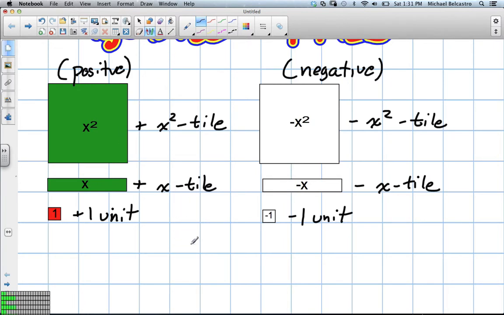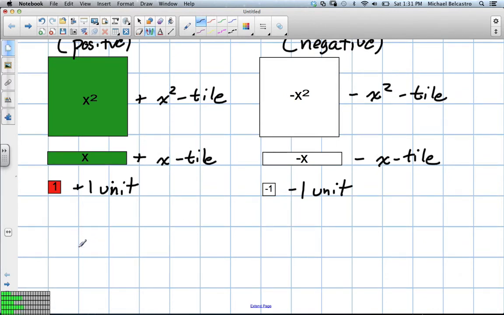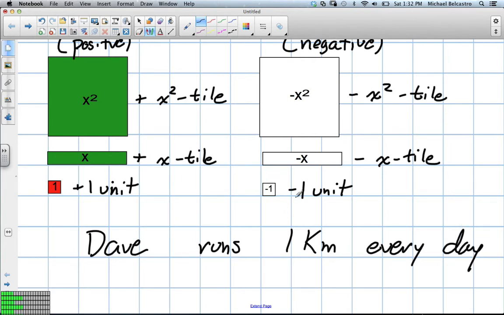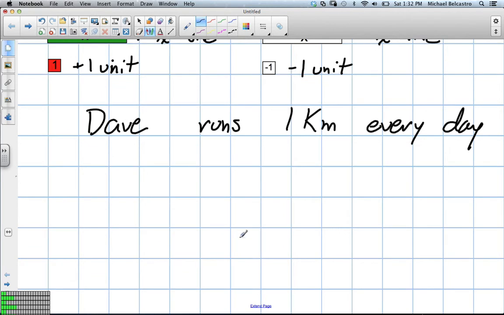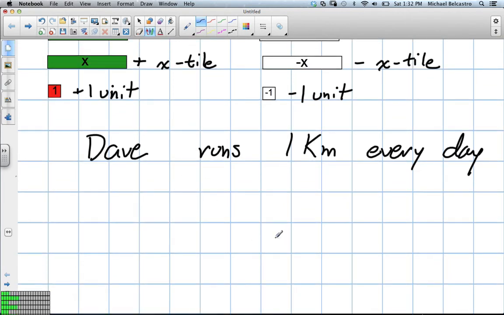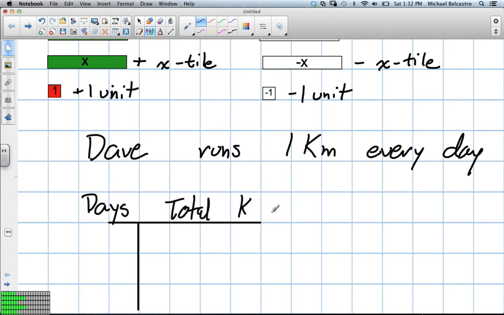So first thing we could say is, let's say I have a friend and he's a runner. His name's Dave, and he runs a kilometer every day. We're going to represent 5 days of running for him, in a chart. So I'm going to set up my chart here. These are the days, and these are total kilometers. It's lagging a little. These are going to be our days and total kilometers.